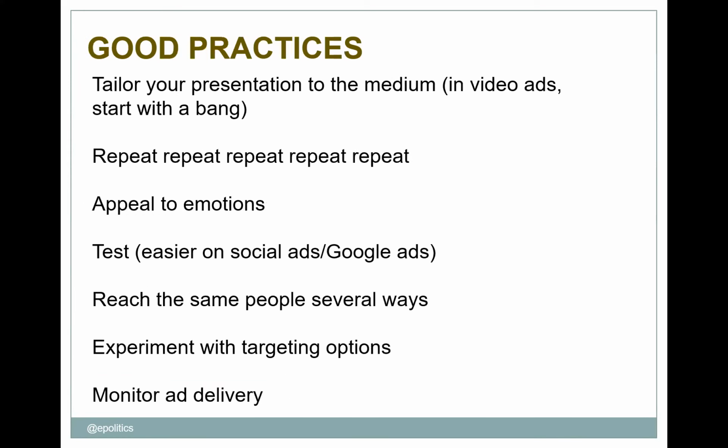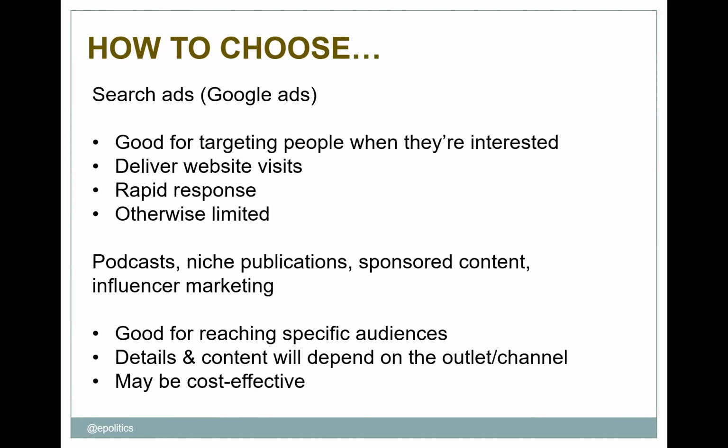So moving on, we've got just a couple more places to go. Search ads, good for targeting people when they're interested in something, good for website visits. They're quick, so they can be quite good for rapid response. If something bad is happening or something good is happening, and people are searching for it, you can jump on that real quick. Otherwise, again, unless you're going out on the broader Google content network, they're pretty limited.